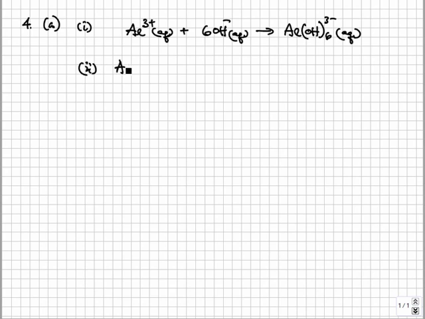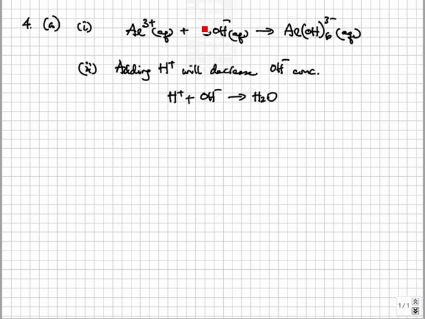2. Acidifying the solution means adding an acid to it. Acid solutions contain H+ ions. The H+ ions neutralize the OH- ions, forming water. This will reduce the OH- concentration in the Al(OH)6 3- equilibrium, and according to Le Chatelier's principle, this will shift the equilibrium to the left, decreasing the Al(OH)6 3- concentration.